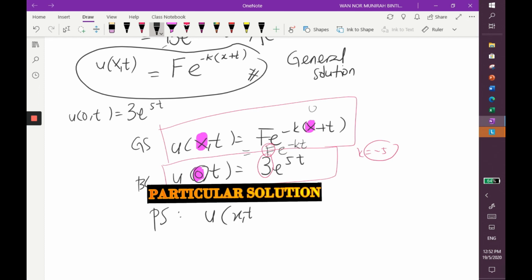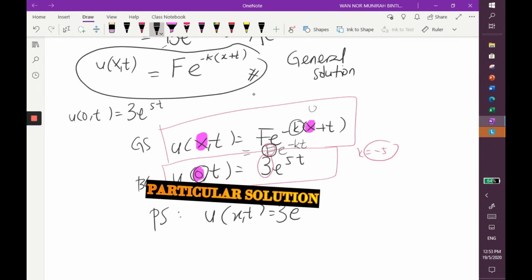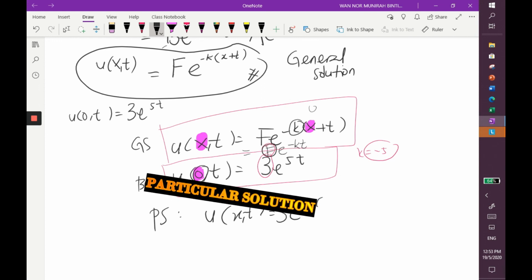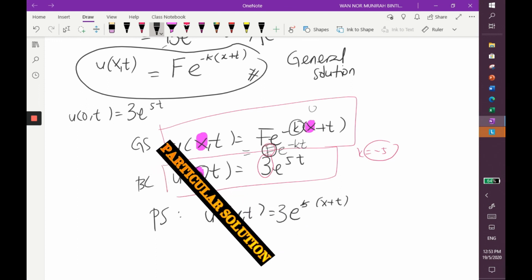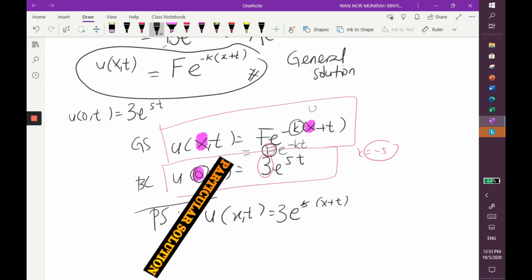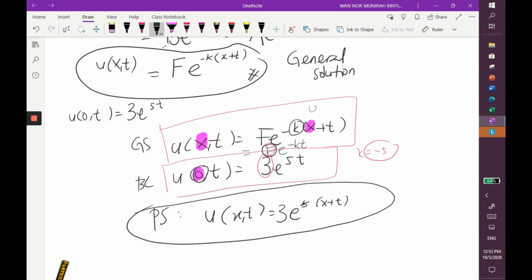So u x t equals f, which just now is 3, e, k. k is the constant that you need to find, which is e negative k, and k equals negative 5. So negative negative is positive. So 5 x plus t. Okay, do you see? Alright. So this is your particular solution.